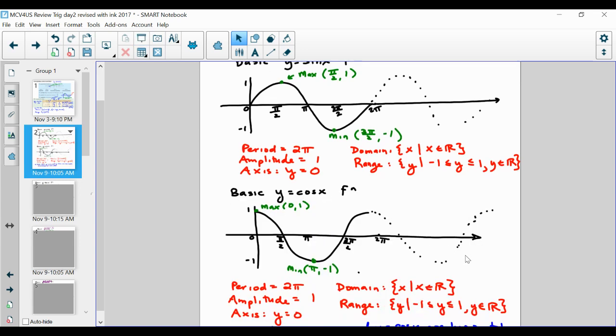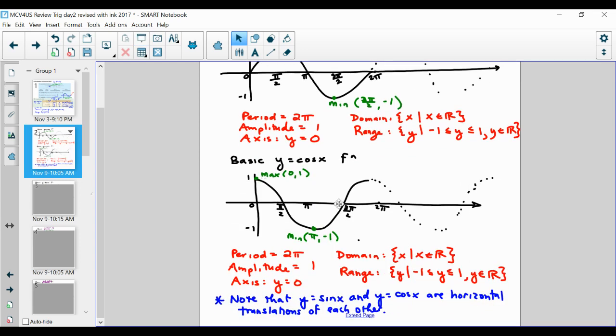The basic cosine function looks fairly similar. It's the sine function just shifted a little bit. It has 5 key points: (0, 1), (pi over 2, 0), (pi, -1), (3 pi over 2, 0), and (2 pi, 1). It has a period of 2 pi. It takes 2 pi to do this full rotation. The axis is y equals 0. It has a domain of x belongs to real numbers because it is continuous, and a range similar to the sine function with a maximum of 1 and a minimum of -1.